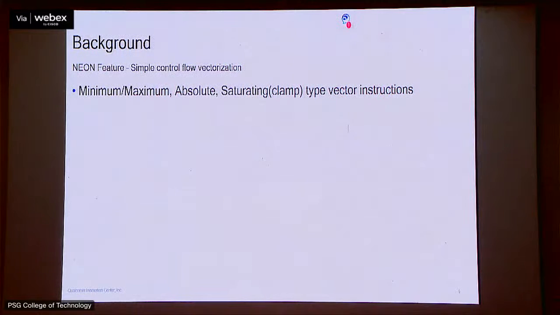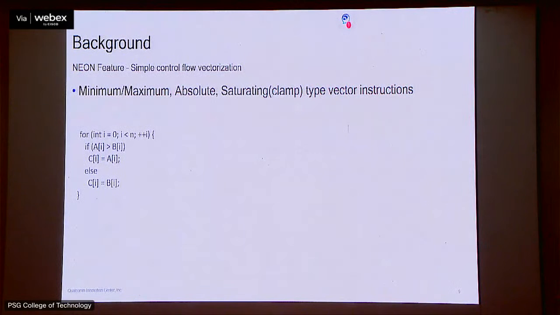So in Neon times, basically, they did not think too much about control flow vectorization. They also worried about the complexity in the hardware. So they had simple control flow vectorizations. For example, minimum, maximum, right? If you compare 2 vectors and you want to pick up the minimum, it's easier to do.